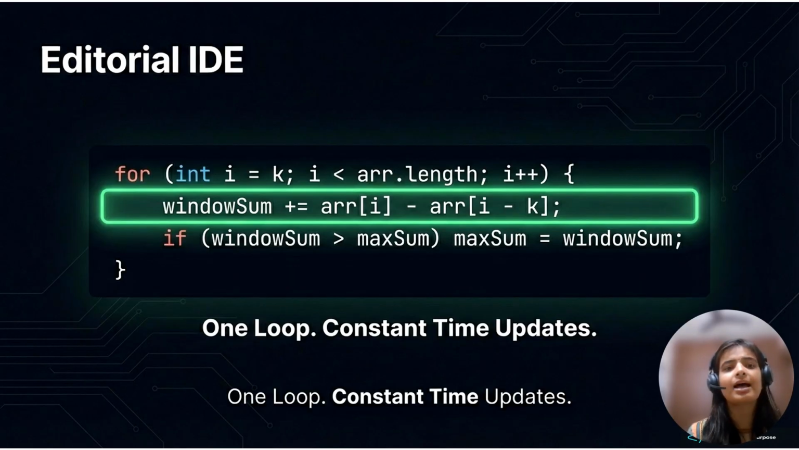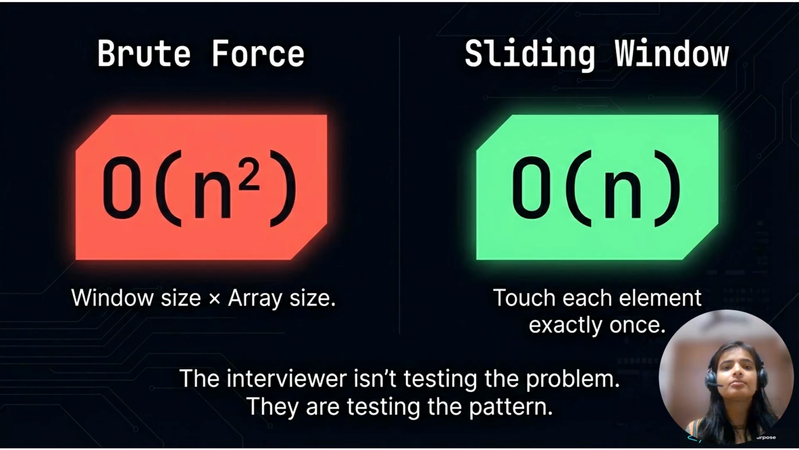See, this is our for loop. I'm running this loop till array.length, and the window sum plus equals array[i] minus array[i minus k]. So it's one loop with a constant time update. As I said, brute force takes O(n²) and sliding window takes O(n). So what is the reason for this much difference?